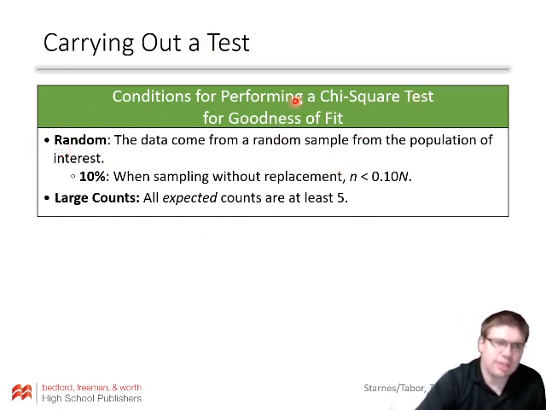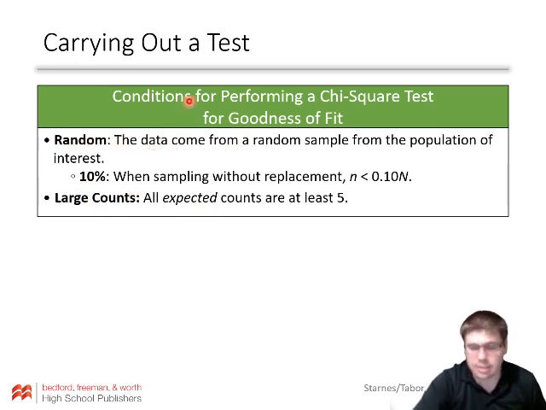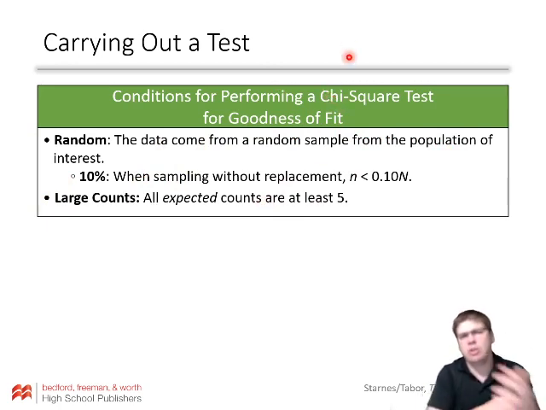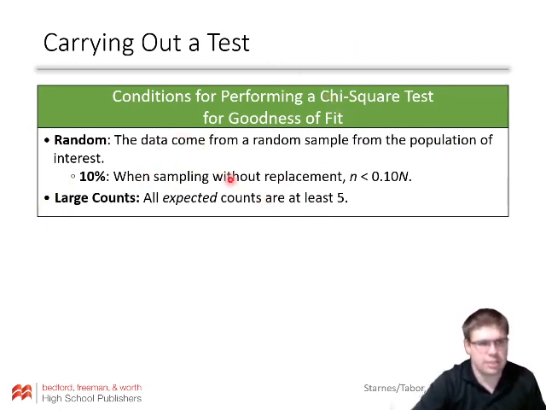But we got the rest too. We got to check the conditions. So good news, this is kind of the same. We still got the random, 10%, and large counts. It's a little different though. So random, in this case, is pretty much the same. The data come from a random sample from the population of interest. In the one example, we're selecting M&Ms. It has to be a random sample of M&Ms, so we know that our sample is not biased. Great news, that's the same.